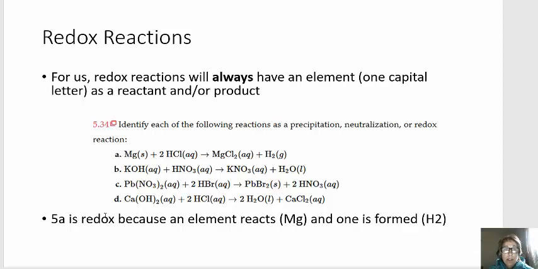So if we look at our four choices here, we see only one of our balanced chemical equations has elements, and that is A. We're reacting magnesium with hydrochloric acid to form magnesium chloride and hydrogen. So in this case, an element is produced and an element reacts, so we know that it is redox. And you can identify an element because it has one capital letter, and that will distinguish it from a compound. So magnesium, capital M, lowercase g, an element, and hydrogen, capital H, element.